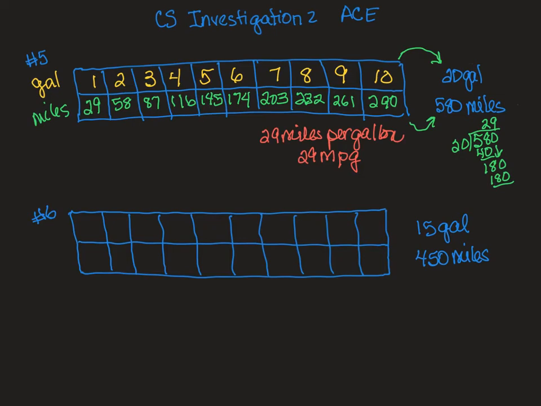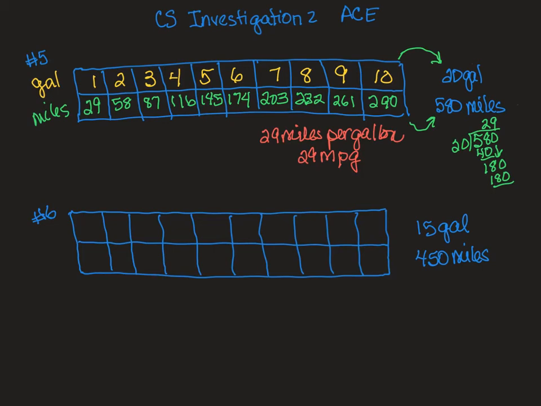It tells me that if I have 6 gallons of gas in my car, I can go 174 miles. If I have 9 gallons in my gas tank, I can go 261 miles. So that's the rate table. It's telling you per gallon what your rate of miles would be per gallon. Okay, in the next one, it's also miles per gallon.